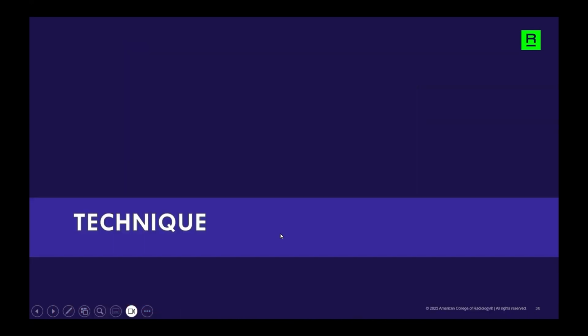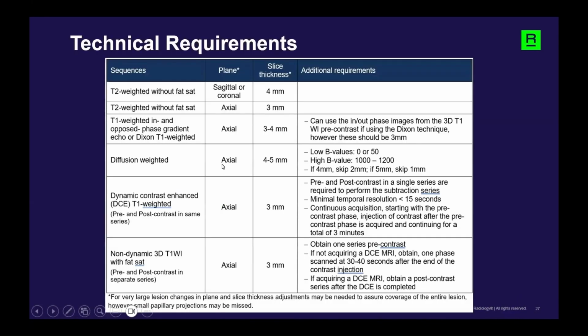Okay, we're going to switch gears here a little bit and briefly discuss technique. So these are the technical requirements for MRI O-RADS, and these can be found on the ACR website and on the O-RADS MRI calculator. And we're not going to go into details here, except to just highlight a few of the common technical points that we've been seeing sites need to change as they begin implementing O-RADS for adnexal lesion assessment.